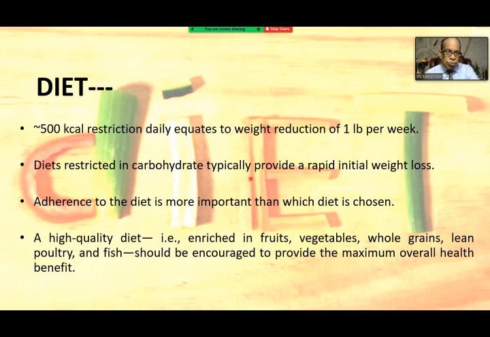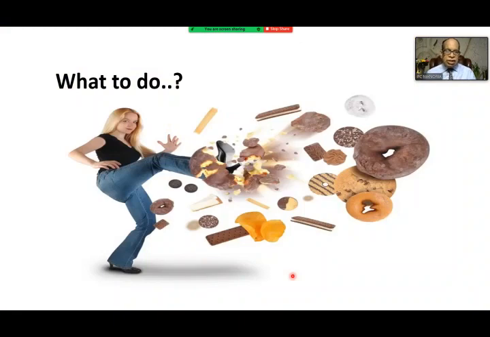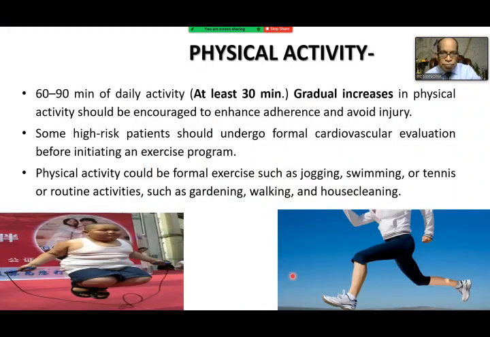Diets restricted in carbohydrate typically provide a rapid initial weight loss, and adherence to diet is more important than which diet is chosen. A high quality diet that is enriched in fruits, vegetables, whole grains, lean poultry, and fish should be encouraged to provide the maximum overall health benefit. These are the foods we should avoid.